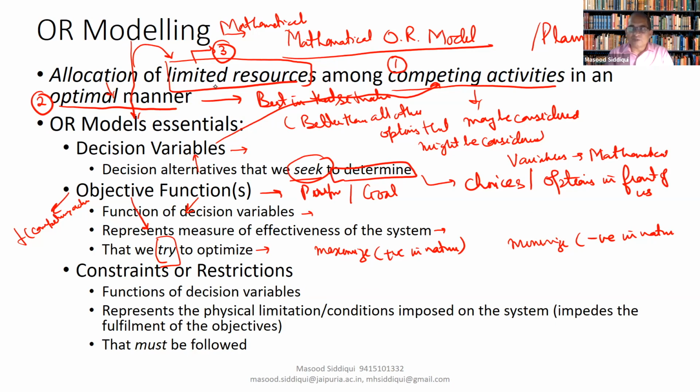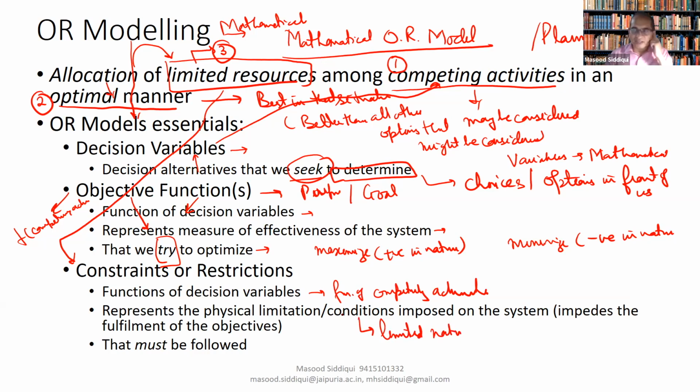And the last part is the allocation of the limited resources. This allocation of the limited resources constitutes the third essential or the third component of any OR mathematical model, known as constraints or restrictions. Again, since competing activities are to be allocated, they are the functions of the decision variables, the functions of competing activities, or the functions of the options. They represent the physical limitations or the conditions imposed on the system, right? Because they are not in abundance in nature. They are always limited in nature.